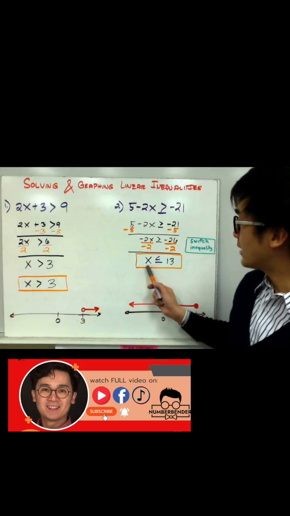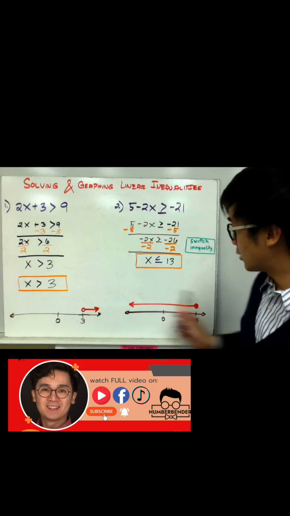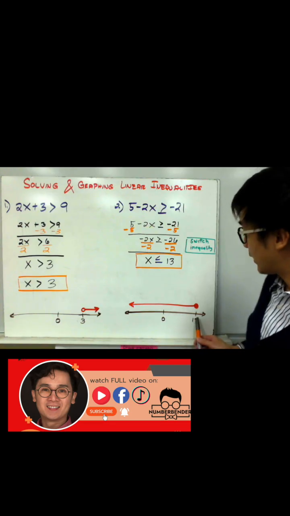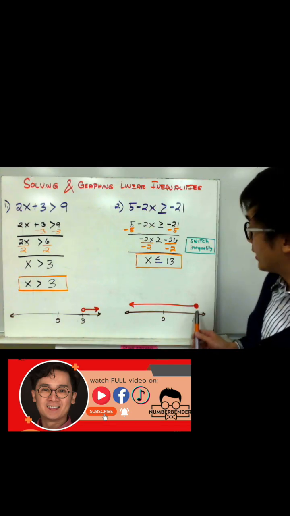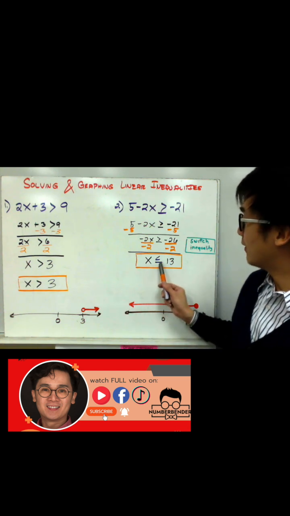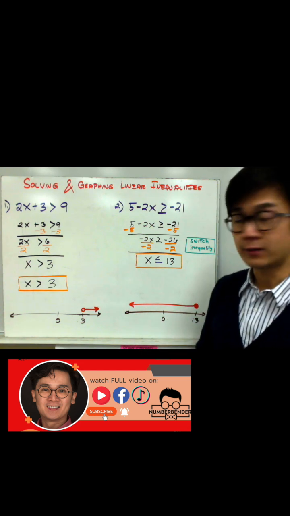So to graph x less than or equal to 13, this will be your graph, your number line, 0. 13 is right here on the positive side, but it's moving towards the left because it's x less than or equal to 13.